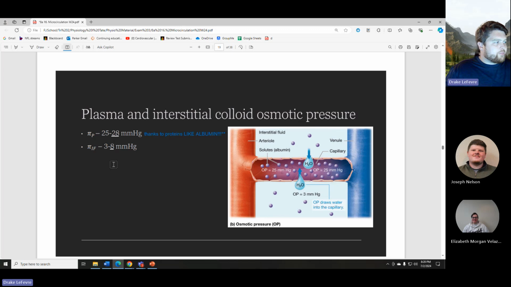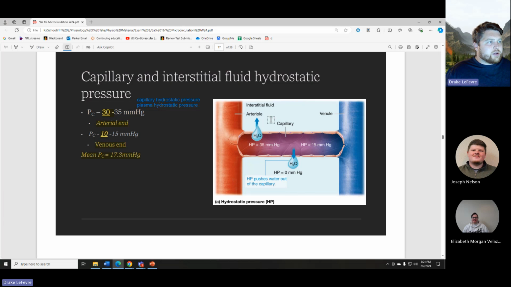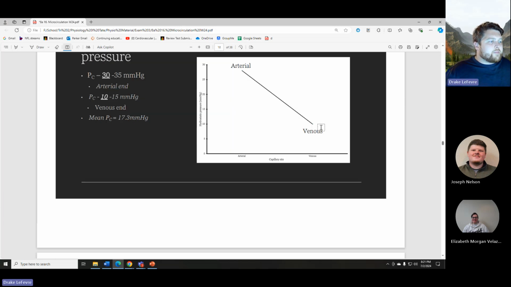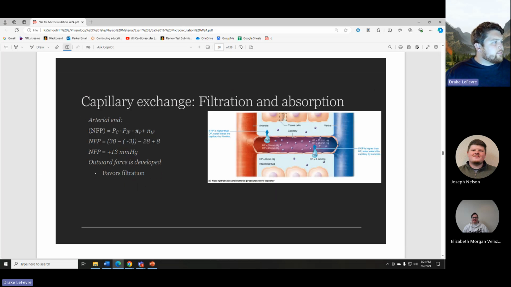Interstitial fluid osmotic pressure. There's not a ton of stuff floating around in the interstitial fluid, so it has a much lower osmotic pressure. It has less pull of bringing stuff out of the capillary. So you see, overall, our hydrostatic pressure likes to push stuff out of the capillary. Our osmotic pressure overall likes to pull stuff into the capillary.